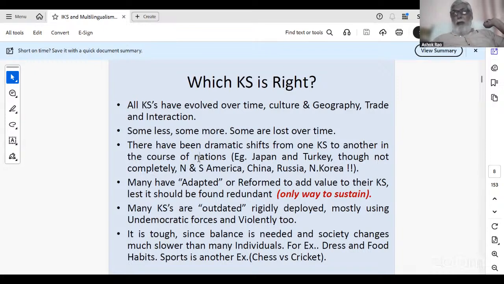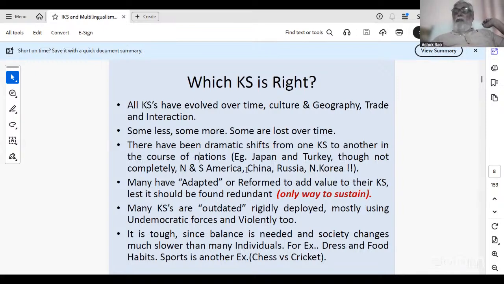For example, Japan. Japan was a conservative Buddhist, Shinto socio-cultural system, but suddenly changed their science and technology to the Western model. And by early 20th century, middle of 20th century, they were the greatest industrialized nation on earth. The same has happened in Turkey and more so in North and South America.